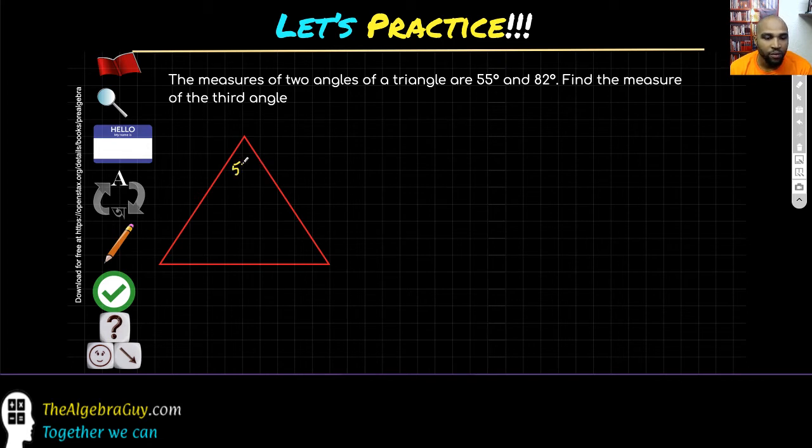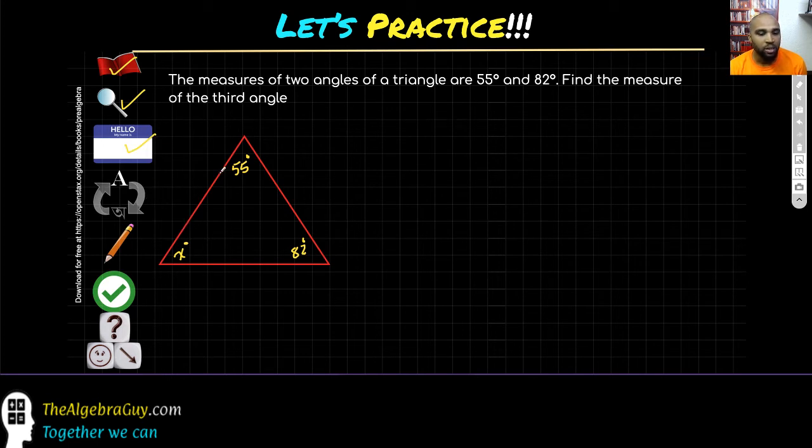So this is 55 degrees. There's one that's 82 degrees. And we're looking for this one. We're looking for one that's missing. So what did I do? I read it. I figured out the question they want. We want the third angle, and I labeled it x.